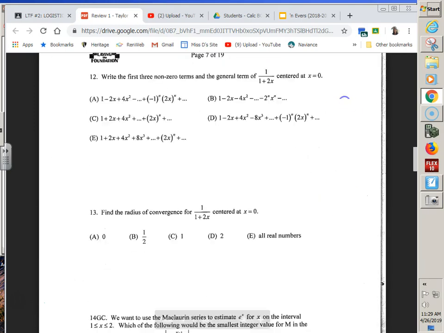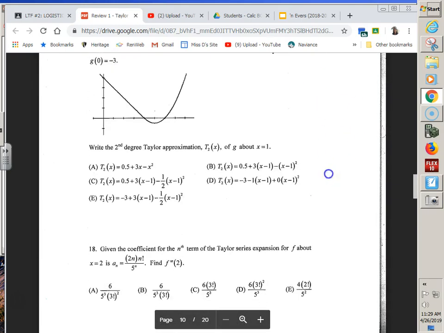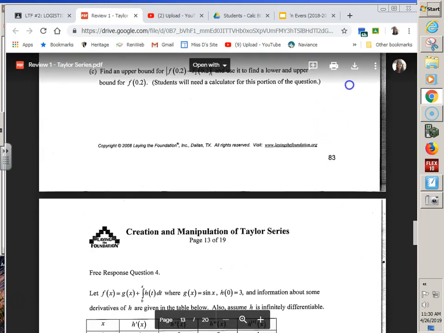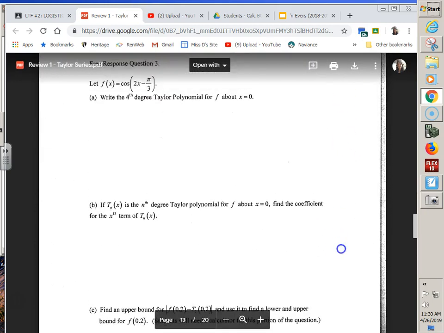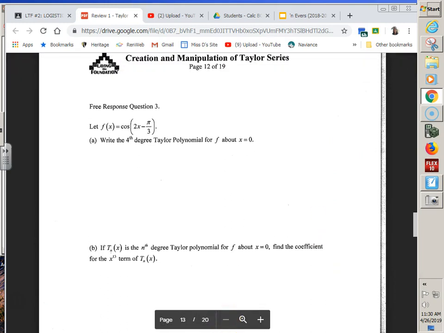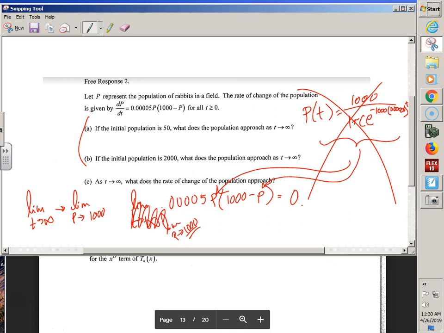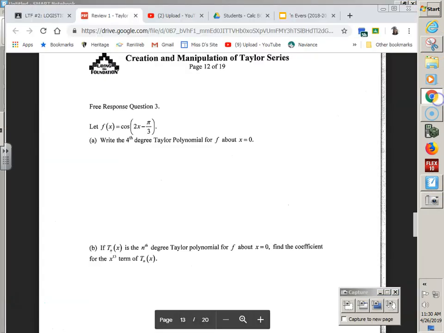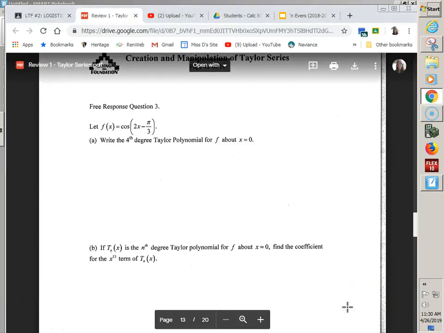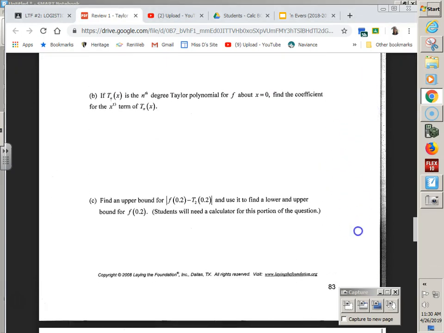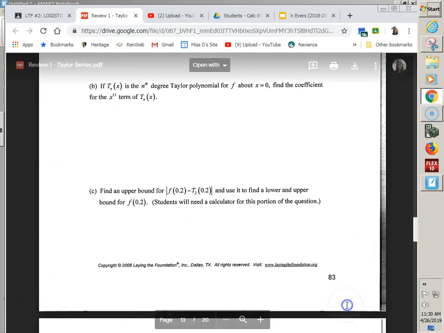Okay, so FRQs. Which one, Maggie? Number 3, B and C? Okay. Let me steal this real fast. Let me not steal that. Let me go here. Okay. So I'm going to steal your answer from letter A if you don't mind, and then I'll use it for B and C. Okay.